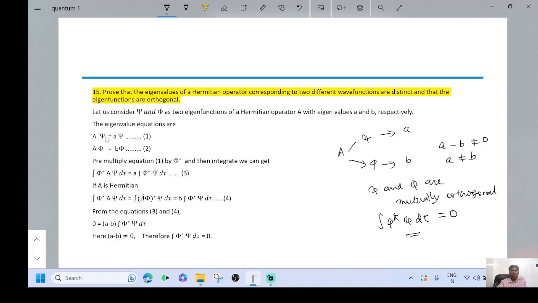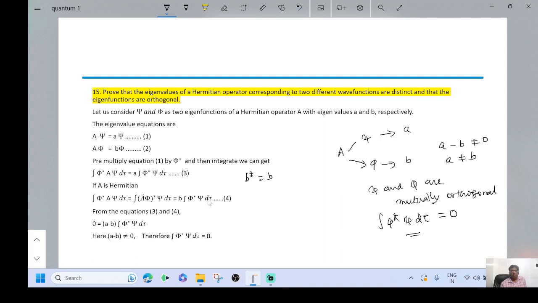Now pre-multiply equation 1 by φ* and then integrate. We get ∫φ*Aψ dτ equals a, a is a constant, take it out, ∫φ*ψ dτ. Now we have to apply the condition of Hermitian. If A is Hermitian, ∫φ*Aψ dτ equals ∫(Aφ)*ψ dτ. Substitute the value of Aφ equal to bφ. So we may write ∫(bφ)*ψ dτ, that is b*∫φ*ψ dτ. But b* equals b, since eigenvalues are always real. Therefore b∫φ*ψ dτ.